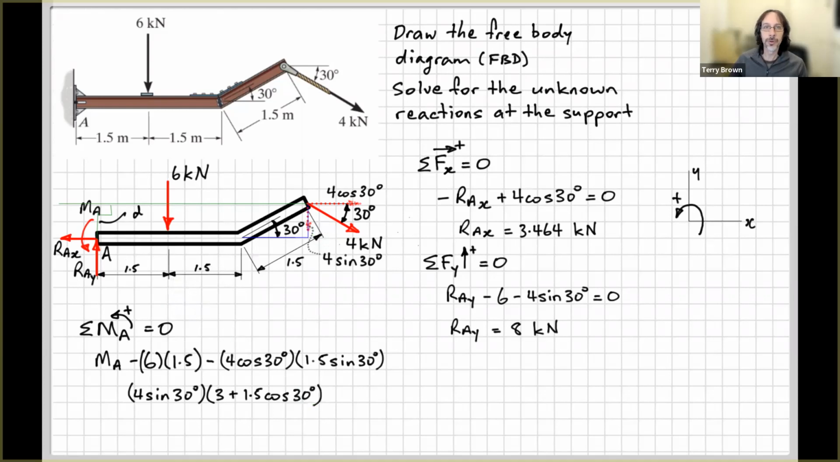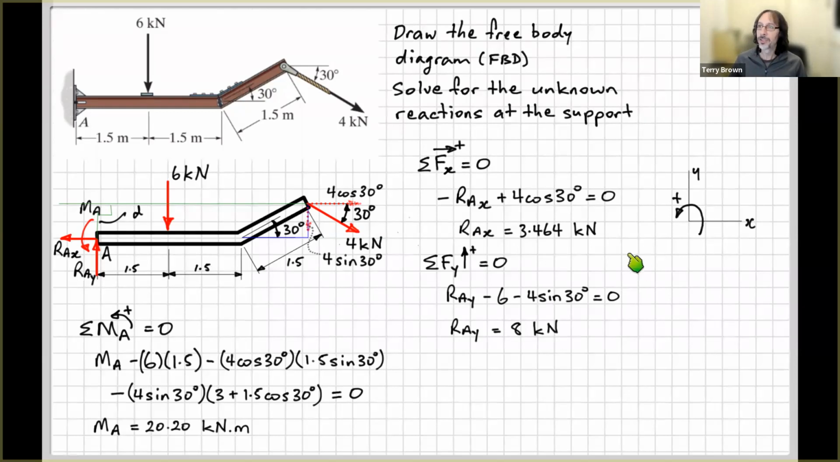Is it going to be a positive or a negative moment? Again, grab hold of your pen or ruler or whatever you happen to have on hand, push down, which way is it going to go? That's also going clockwise, right? Down goes clockwise. So that's another negative moment. All right, so that's all of our forces that cause a moment about point A. So we can put that equal to 0, do our sums, and calculate our reaction moment as 20.2 kilonewton meters.